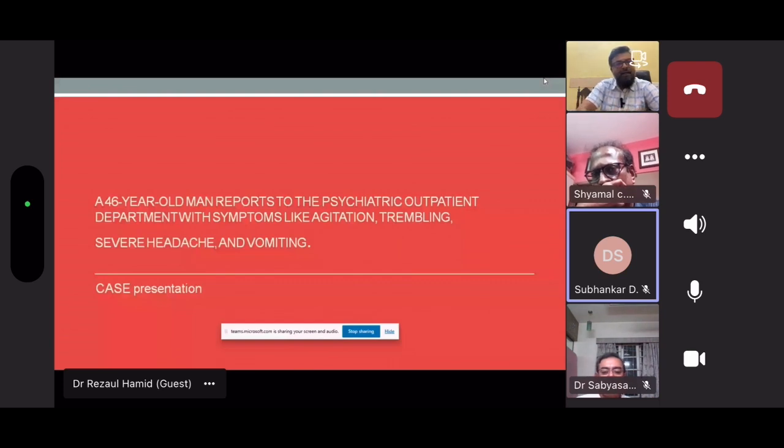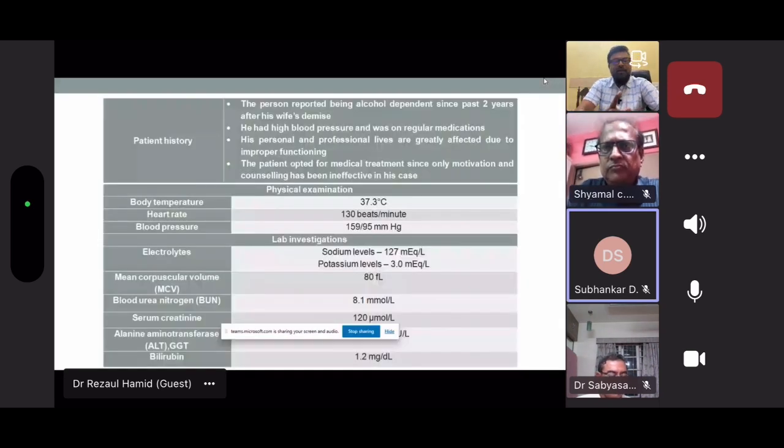So here I have a case of a 46-year-old individual who reports to the psychiatric outpatient department with symptoms like agitation, trembling, severe headache, and vomiting. His history was that the patient had alcohol dependency for the past 2 years, after the demise of his wife, and he also had high blood pressure and was on regular medications. His personal and professional lives are greatly affected due to his alcohol-taking behavior, and the patient opted for medical treatment by himself, since motivation and counseling alone had been ineffective for him.